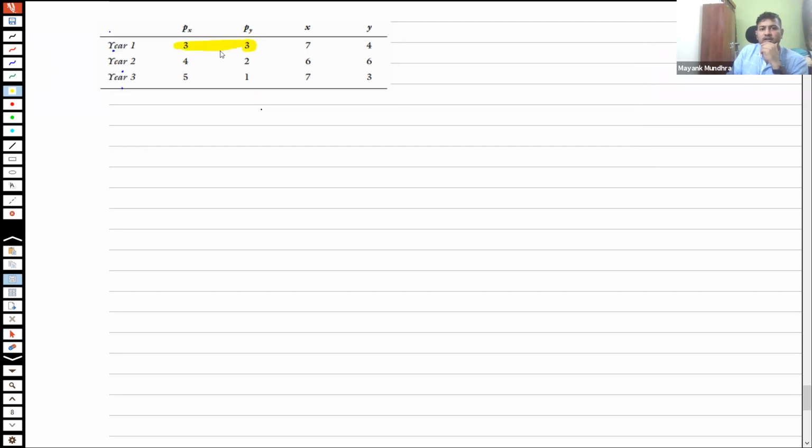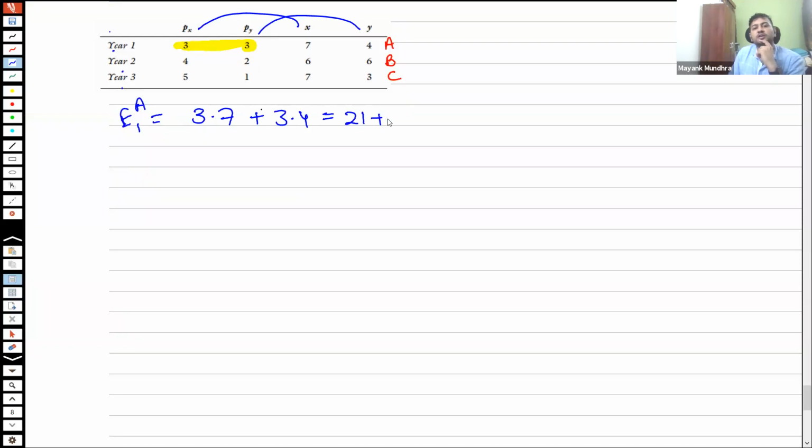Let's look at the year one case. Let me call these bundle A, bundle B, bundle C. Years are 1, 2, and 3. So the expenditure in year one on bundle A. This is basically when the prices are 3, 3 and you buy this bundle. So this is going to be 3 times 7 plus 3 times 4, that is 3 PX times X plus 3 PY times Y. 3 into 7 is 21 plus 4 threes are 12, so 33. So you made an actual expenditure of 33 rupees in year one.